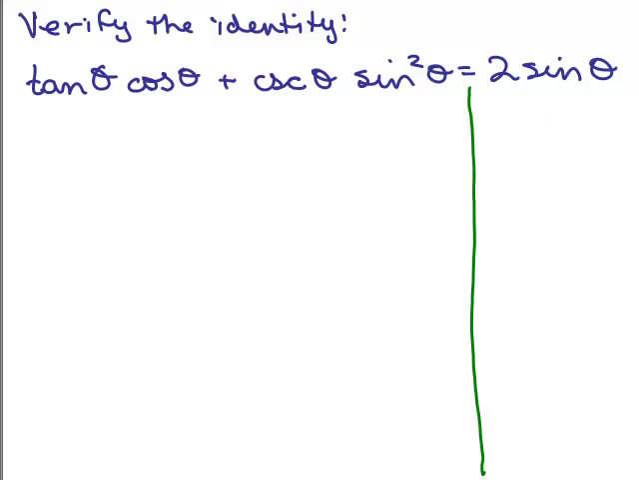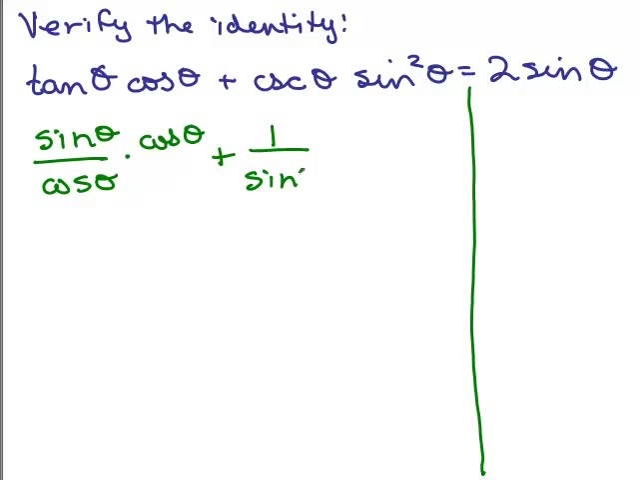Okay, so to begin, I think a good strategy is change everything in terms of sines and cosines. So we'll take this tangent of theta and rewrite it as sine theta over cosine theta, and then times that cosine theta. Plus, right, what's cosecant theta? Well, that's 1 over sine theta times, and I have sine squared theta. Okay. All right, now what?